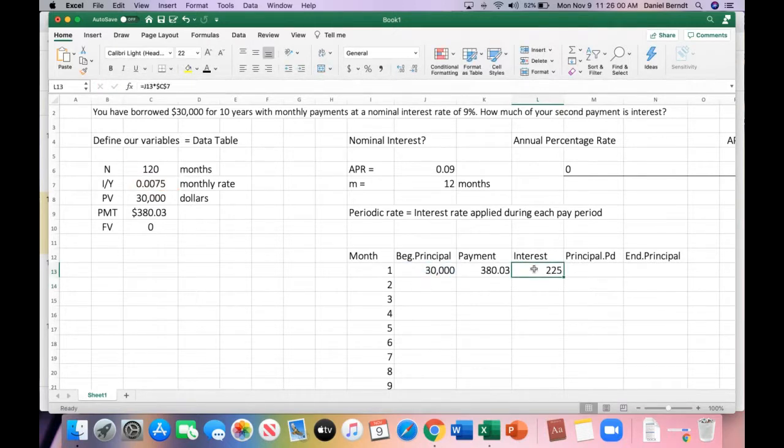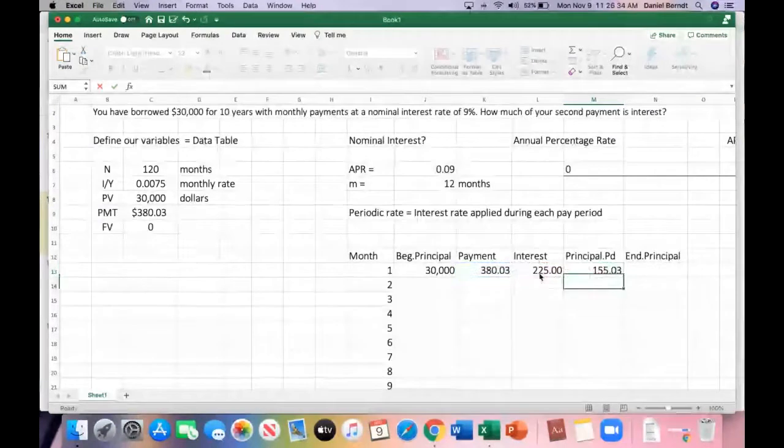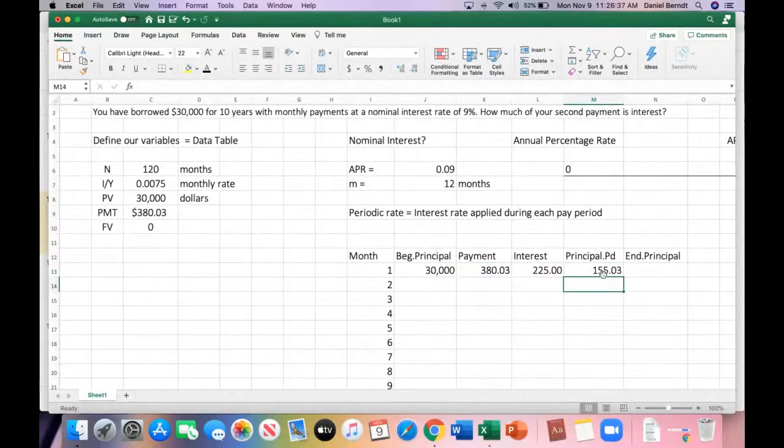Okay. And so what this tells me is that of the $380 that I spent in my first monthly payment, $225 of that payment is interest. It's just pure interest, the cost of borrowing. And so the question then becomes, how much did I pay towards principal? Well, it gets a lot easier once you know how much interest you're paying. You can say, I know that I made a $380.03 payment, and I'm going to subtract the amount of interest that I paid during that period, and the remainder is what went towards principal.